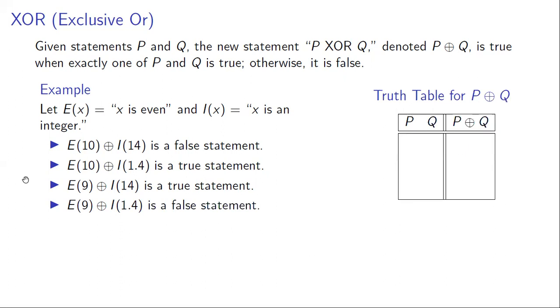Now we're going to do the truth table for P XOR Q. So again, filling in alternating true and false, then groups of 2, true and false, and here are the results.